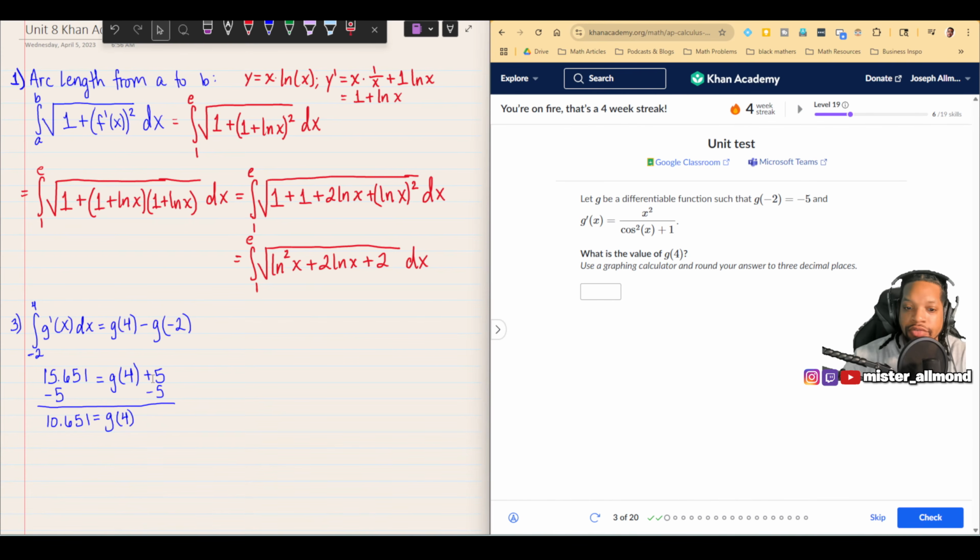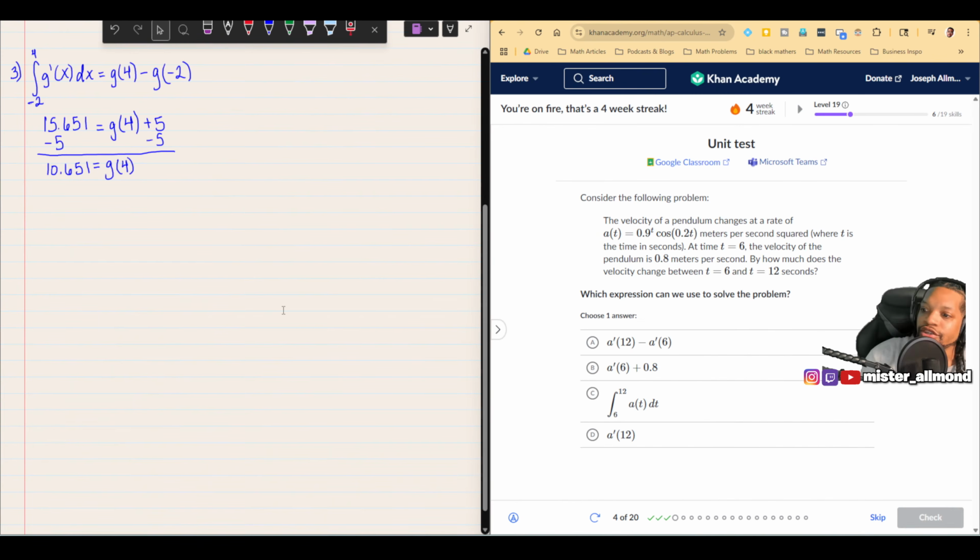Consider the following problem. The velocity changes at a rate. Okay. At t equals 6, the velocity of the pendulum is 0.8 meters per second. By how much does the velocity change between? Okay, so just due to the wording of the question, I can tell what type of question this is.